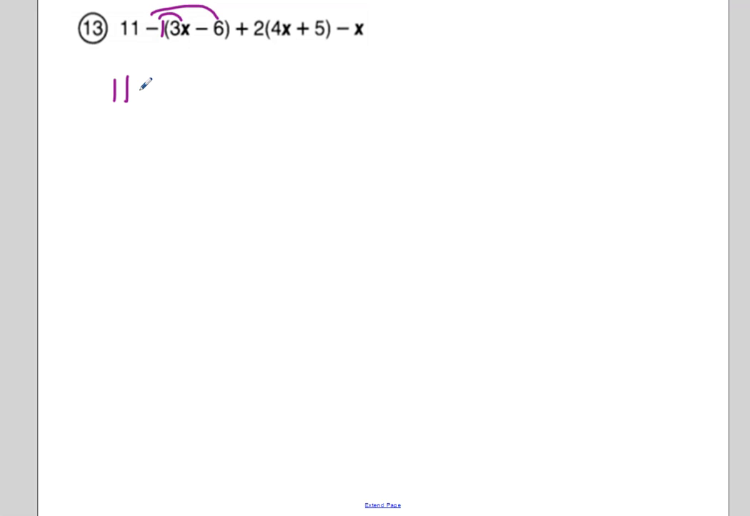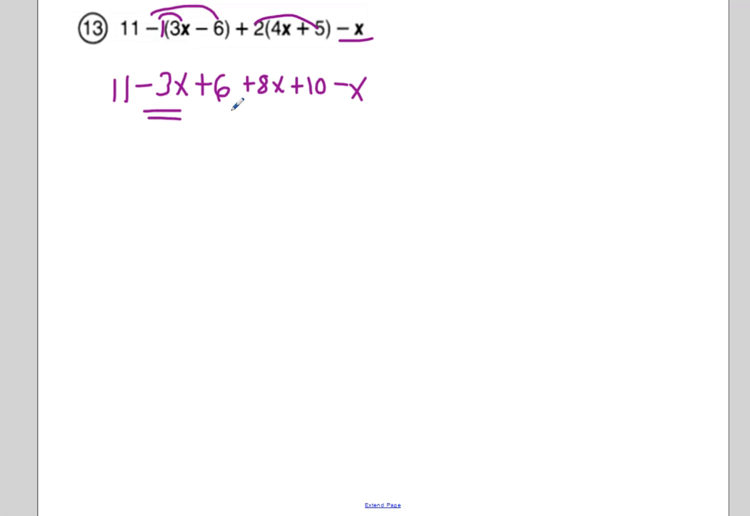So that's a negative 3x, and that's going to be a positive 6. A negative 1 times a negative 6 is a positive 6. And then I have 2 times 4, which is 8, plus 8x. And a 2 times a positive 5, which is a plus 10. And I have this guy all by itself, not doing anything, and I just rewrite it because nothing happened to it. Let's combine my like terms.